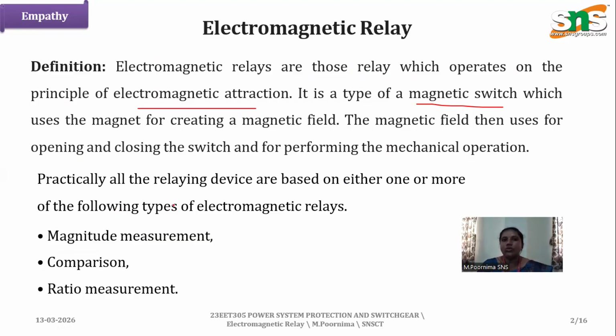We all know that practically all relay devices are based on one or more of the following types of electromagnetic relay: magnetic measurements, comparisons, and ratio measurements. These three are the main important ones. Practically, they relate to these three types.